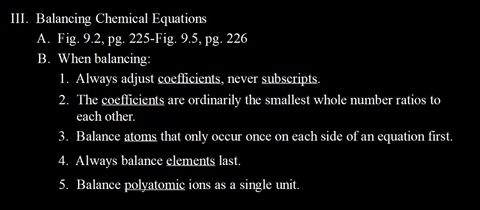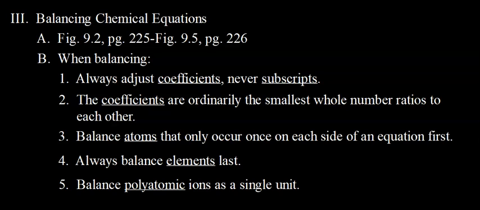So sometimes it's a little bit of trial and error back and forth until we end up with equal numbers of atoms of all elements on both sides of the equation. So sometimes you can tell what to balance first, sometimes you cannot. You'll see what I mean.